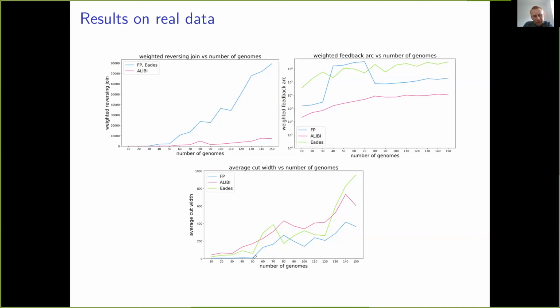And moreover, in the sense of average cut width, the flow procedure performs excellently up to 50 genomes, but then it's getting much worse. Sometimes it's even worse than the other algorithm.